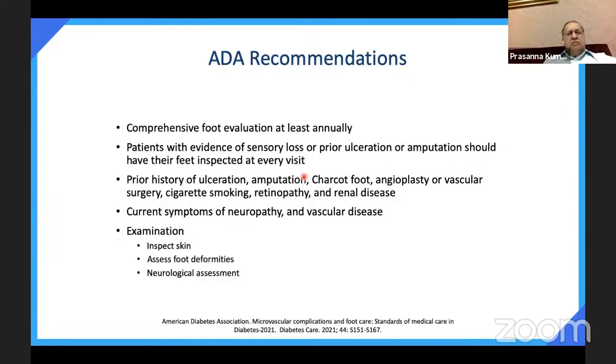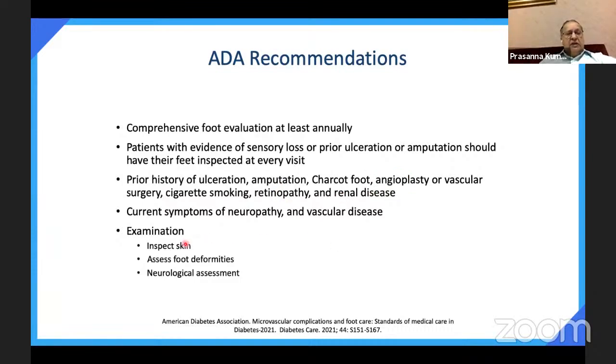You can also do the ankle brachial index. Those who have less than 0.7, refer to a vascular surgeon. There are procedures where they can do bypass surgery and prevent these problems. Very important: prior history of ulceration, amputation, Charcot foot, deformed foot, angioplasty, vascular surgery, cigarette smoking, retinopathy, renal disease. When any of them are present, they have a risk of peripheral artery disease.